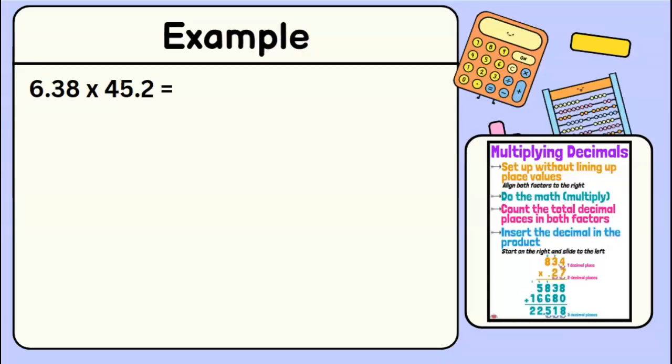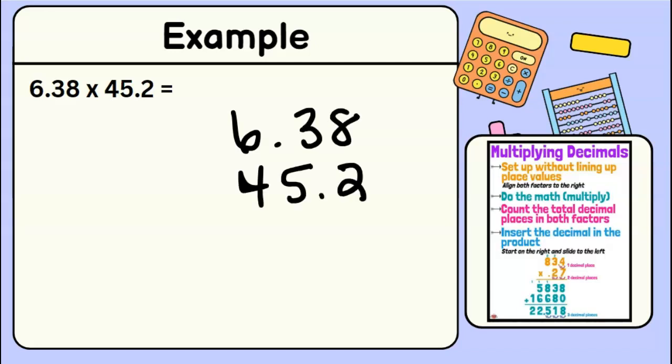So let's work out a problem together. You can see I have 2 factors. I have a linear equation. The first thing I want to do is stack them together. So I have 6.38 and 45.2. It does not matter where those decimals are. I do not have to line those up. I'm just going to line up the last digit I have in the number on the very right. So I'm going to multiply out.